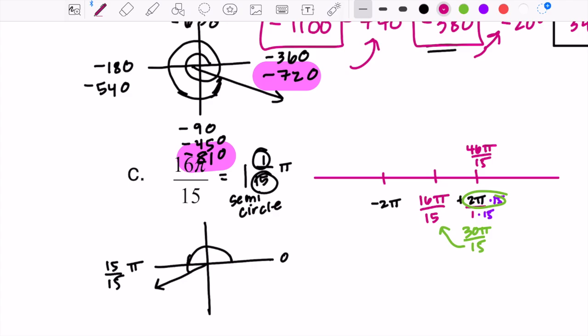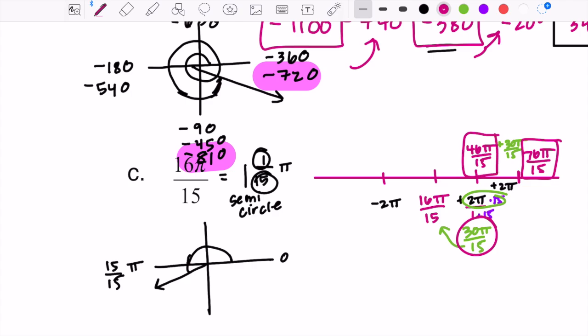And then let's go ahead and add another 2 pi to that. And if we add another 2 pi to that, because the denominator is 15, we're just going to be adding another 30 pi over 15, which is going to give us what? 76 pi over 15. So there's our two positives.